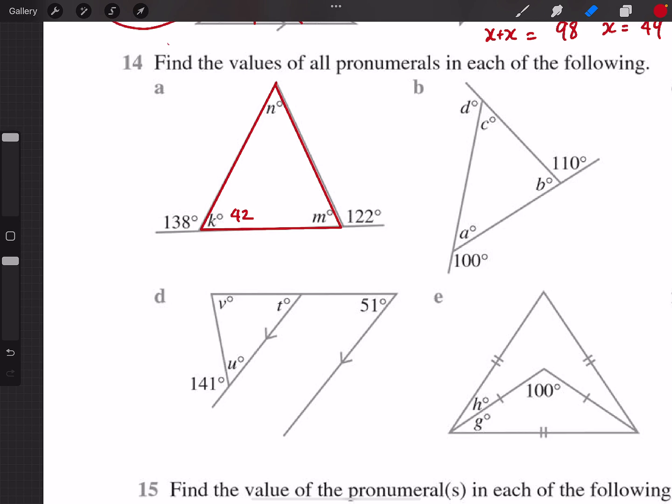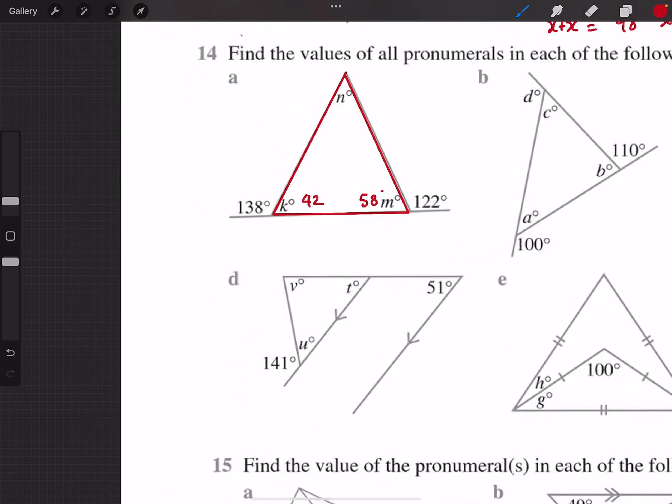Alright, if you're wondering where I got 58 from, it's because this angle plus this angle make 180 because it's a straight line. Okay, and that one must be 58 degrees. Now you have 42 plus 58 plus the angle N is equal to 180 because all of these angles are inside of a triangle. These two add up to 100, I believe, yep, plus N equals 180. So therefore N is equal to 80 degrees.